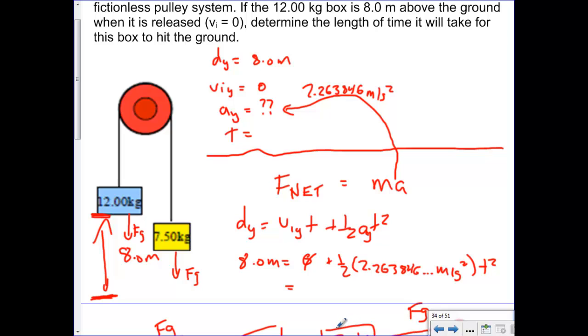I'm kind of running out of room here. To get t squared by itself, times both sides by 2, divide by the acceleration, and square root. So I'm just going to go right to an answer. I'm hoping you guys can handle the algebra better. Divided by 2.263846154. And then square root. With sig digs, I got 2 sig digs. I got 2.7 seconds.